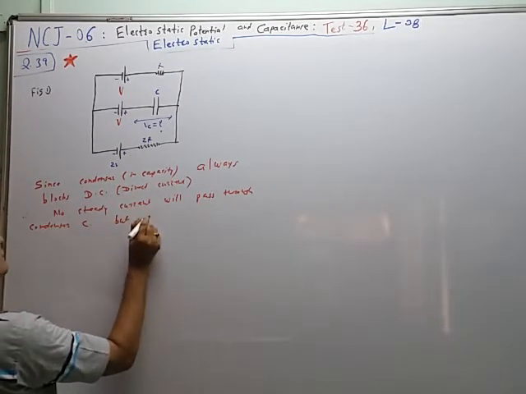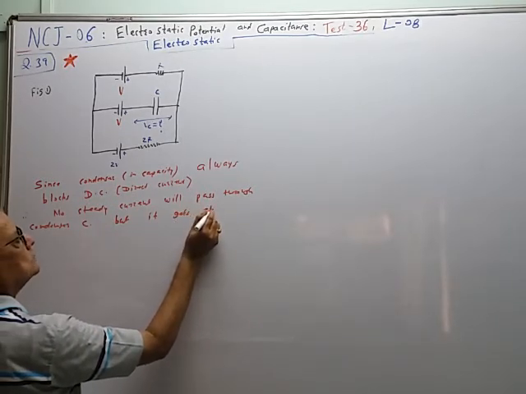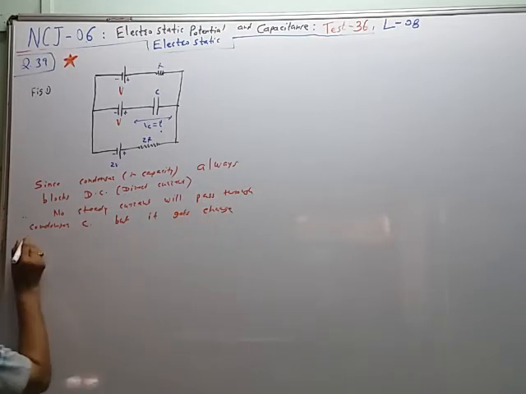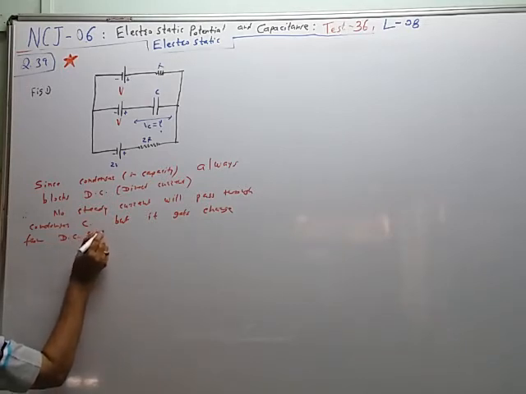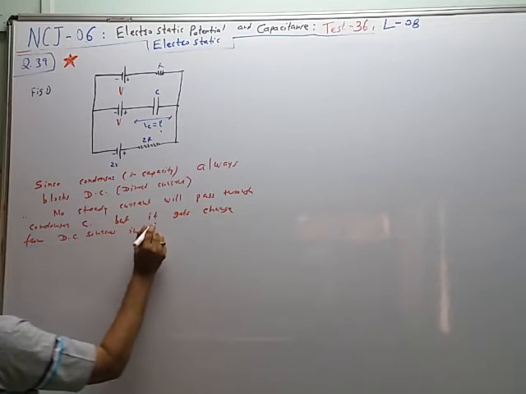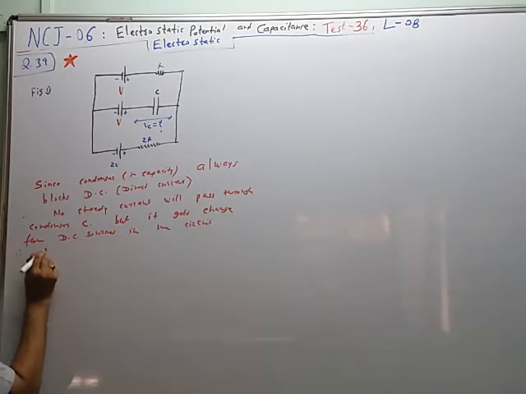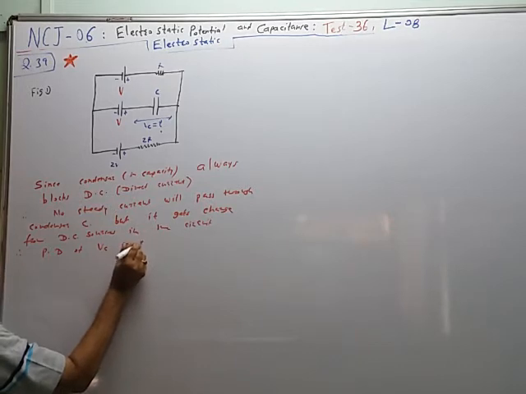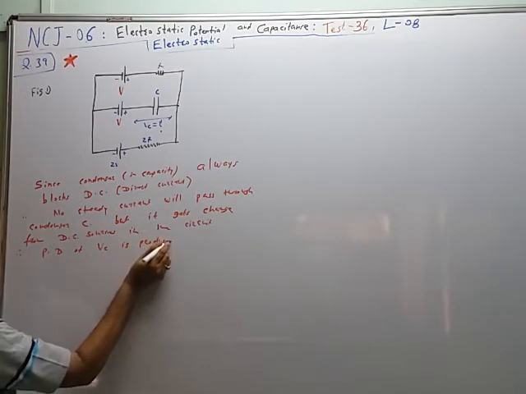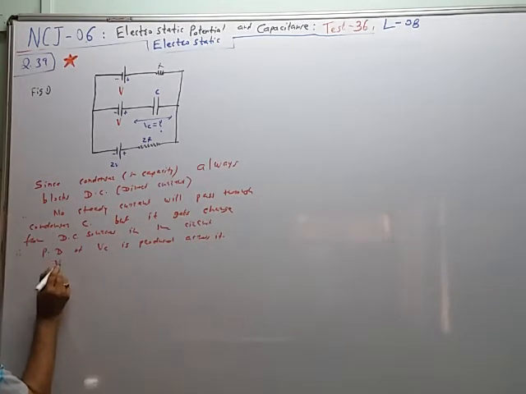But it gets charge from DC sources in the circuit, and therefore a potential difference of Vc is produced across it. Vc is equal to question mark.